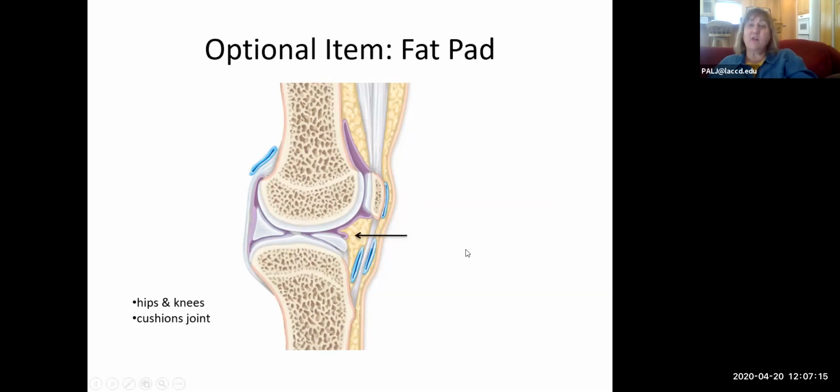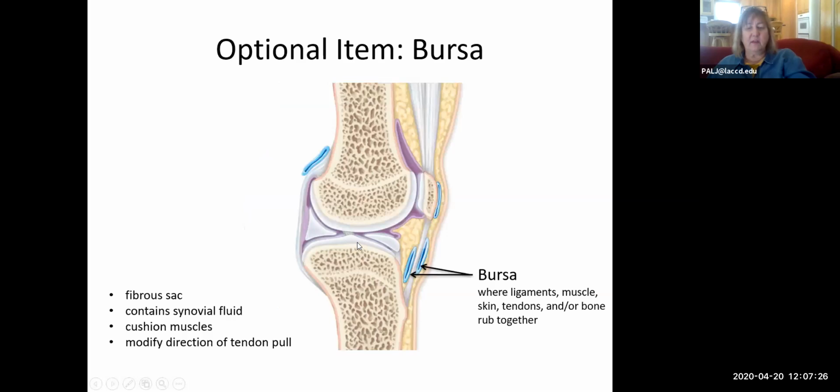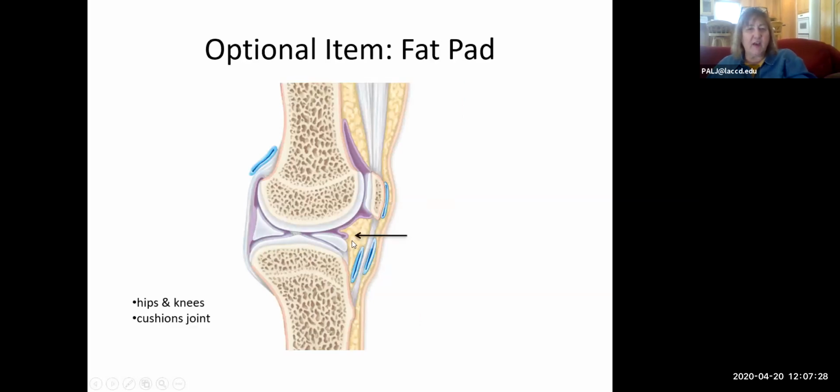All right, another optional item is a fat pad, and basically these help to cushion. We have lots of them in our hips and our knees. If you look, we can have fat between the bones and ligaments, or between the ligaments and the skin.